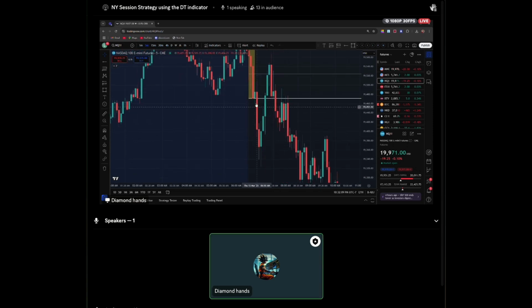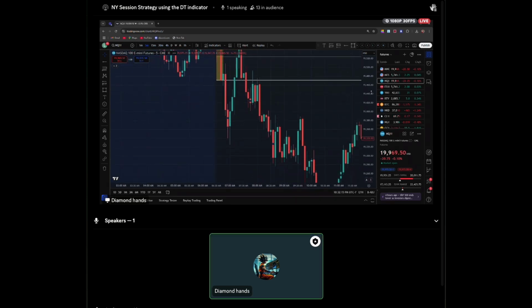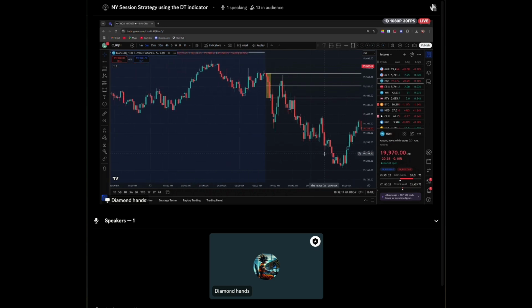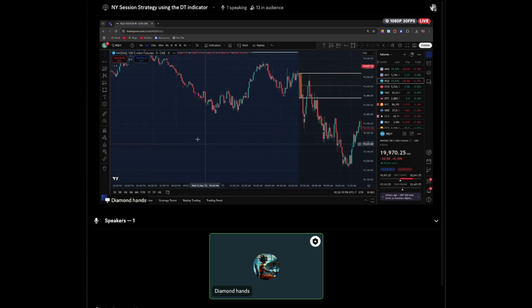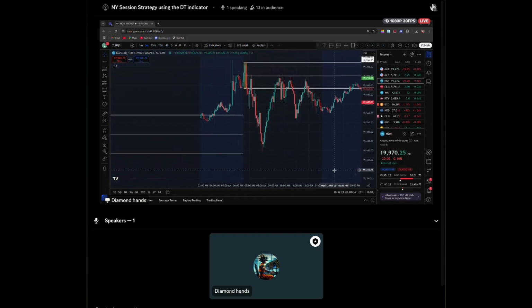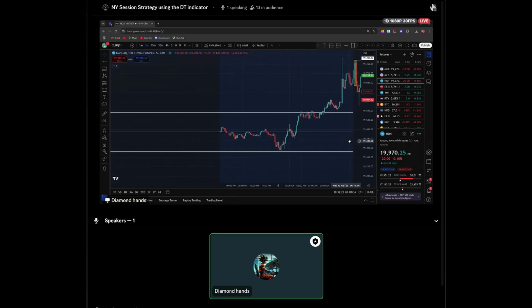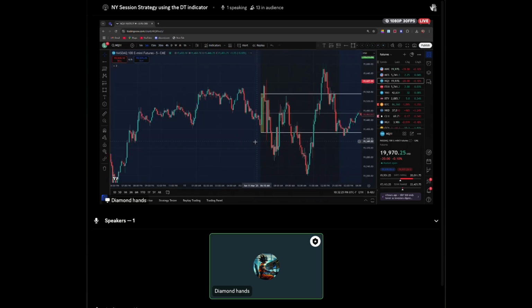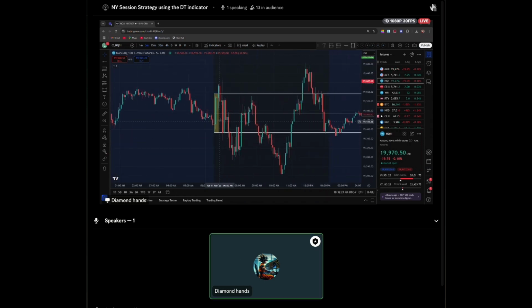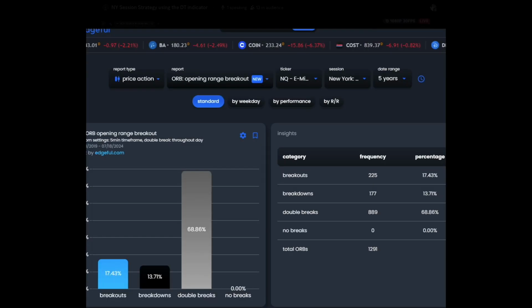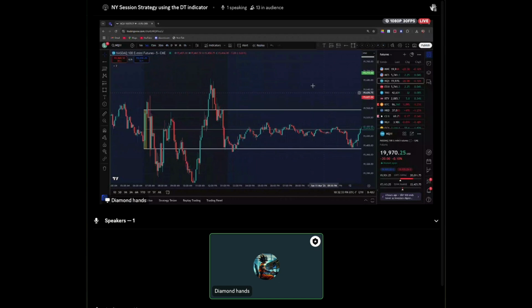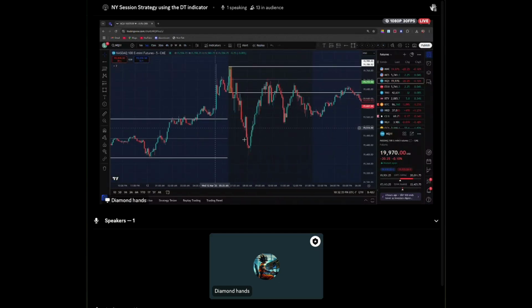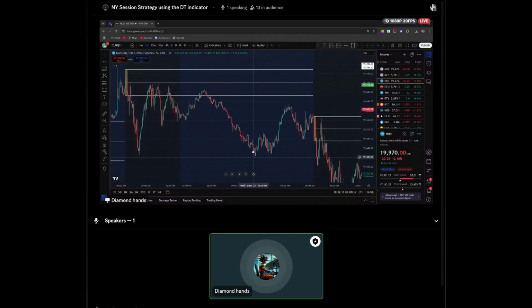On this one, we can see that it broke to the downside, came back in to half the range, and then it actually went up from there. Right? So that was a single break. So just be careful if you do get a double break, like in this case right here. Now, where do you TP? Well, let me see.